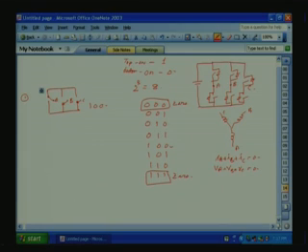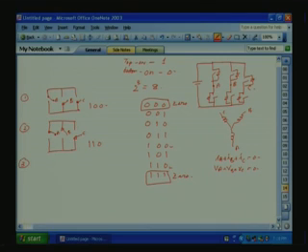Next, let us take 1, 1, 0. This is A, this is B, C. So 1, 1, 0 means both A and B are connected to the top, and C will be connected to the bottom rail. So this is 1, 1, 0.